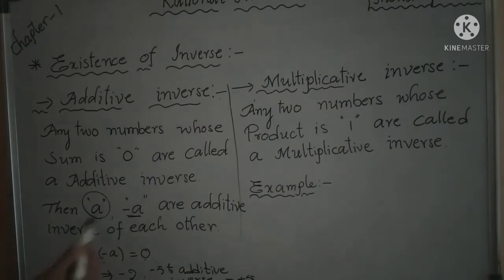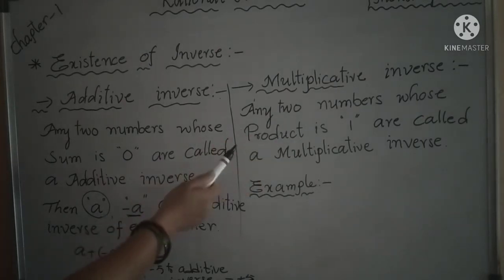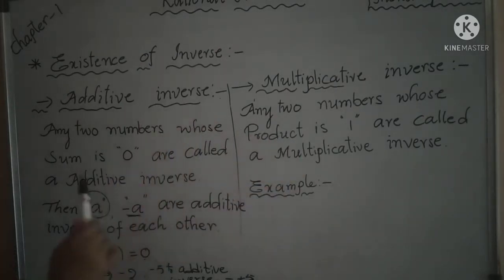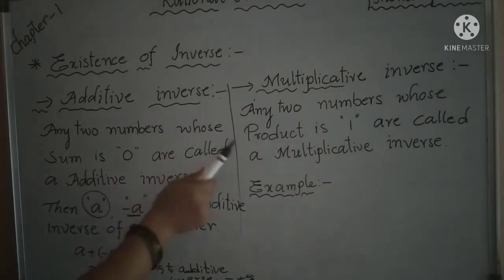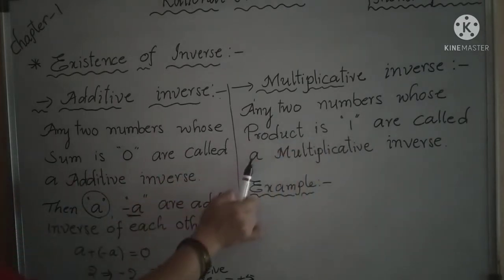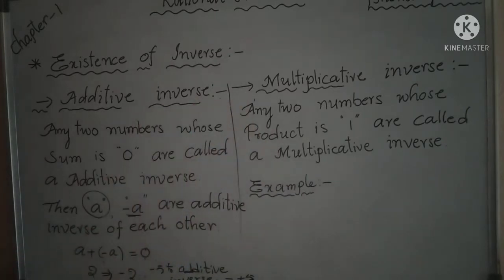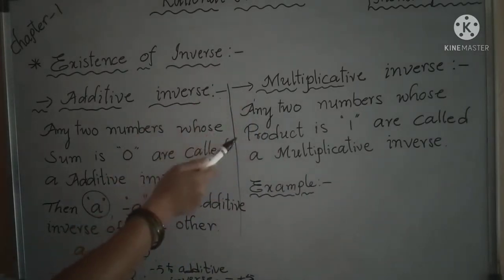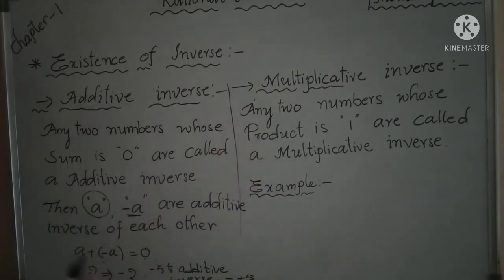Here observe that any two numbers whose product is 1 are called multiplicative inverses of each other. Understand here? Any two numbers whose product is 1, we can take rational numbers or integers, your wish. Then the product is 1. That is called a multiplicative inverse.